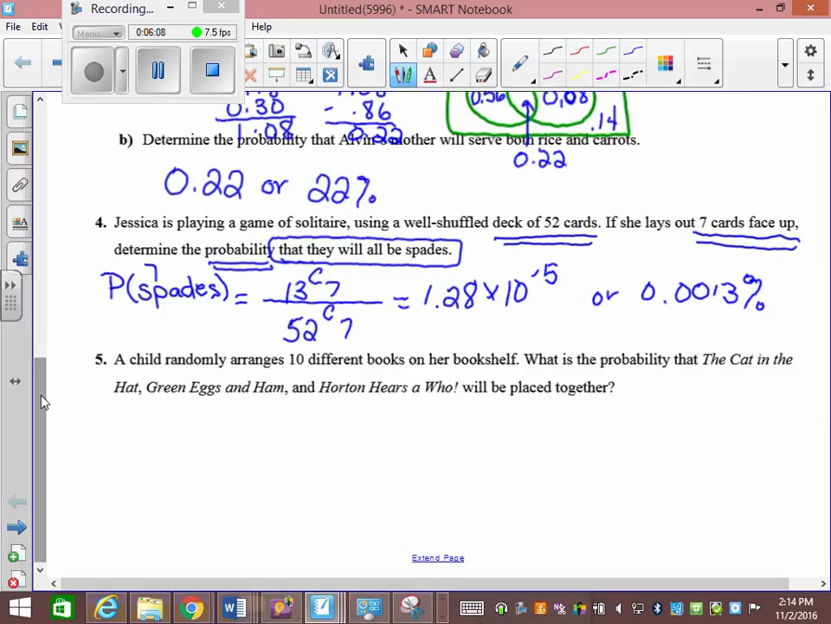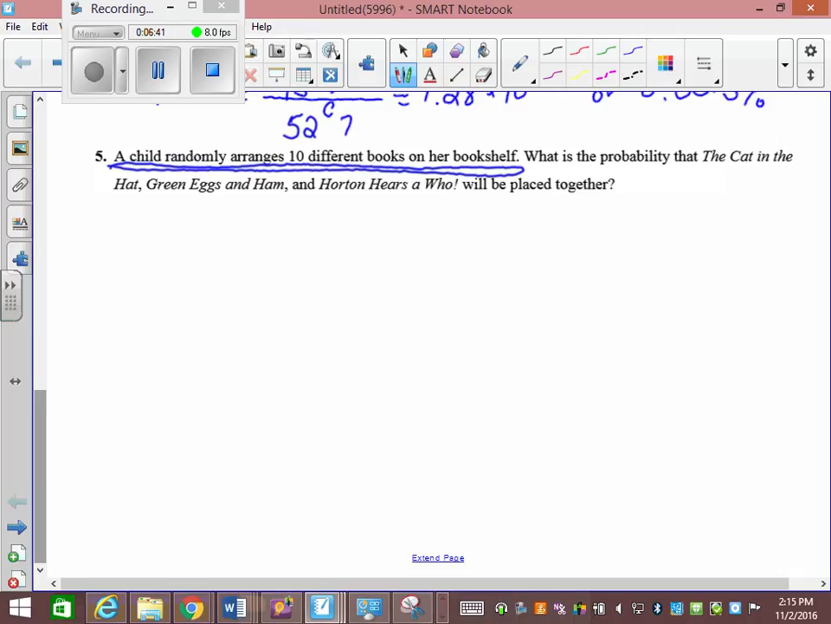Number 5. A child randomly arranges 10 different books on her bookshelf. So this is information for both the top and the bottom, because the word probability has not come yet. So she's arranging 10 different books. Some of you really thought she arranged 3. Some of you read the words of the titles wrong and thought she arranged 4, but she didn't. So she arranges 10 books. That's before the word probability, right? So she's going to arrange 10 books on the top and 10 books on the bottom, not 3 and 10. She can't do that. So she's arranging 10 books on the top and on the bottom of your probability, because that comes before probability.